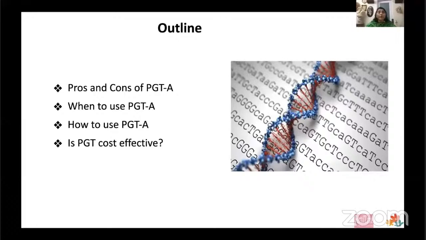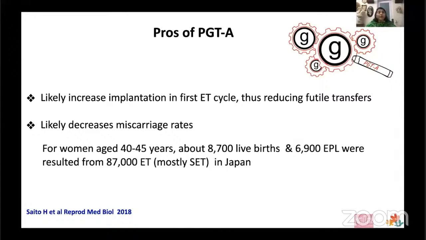In this topic, we are going to look at the pros and cons, when to use PGTA, how to use it, and will it be cost effective? In my opinion, it is cost effective if used in the right sense because it reduces the time to pregnancy. So it has better chances of implantation in the very first cycle. It decreases the miscarriage rate. And for women aged 40 to 45 years, more than 8,700 live births have been recorded only in Japan. This is a paper by Saito which gives the importance of PGTA.